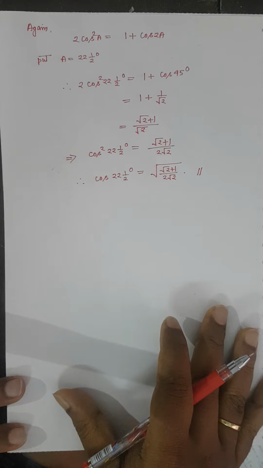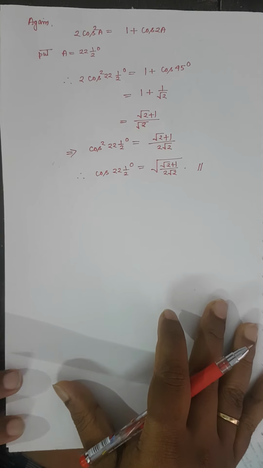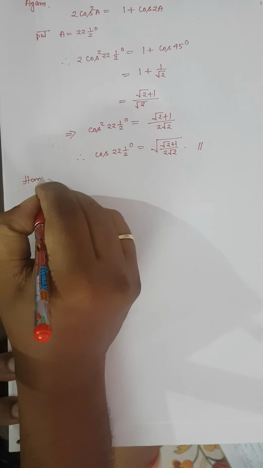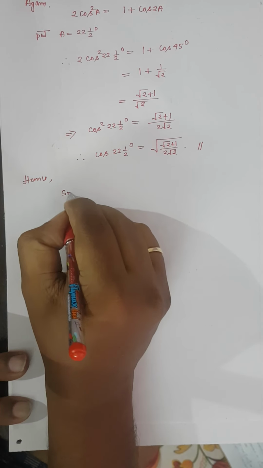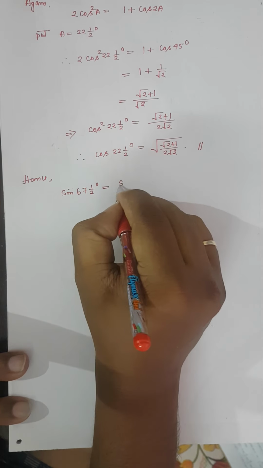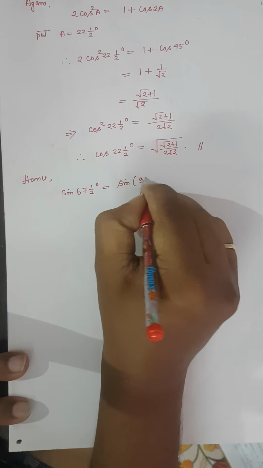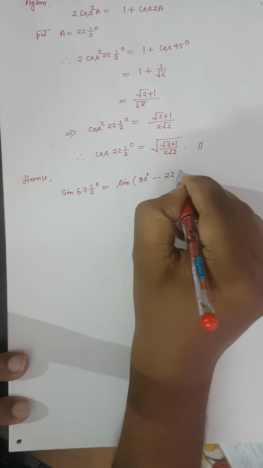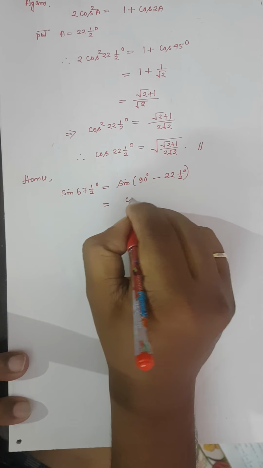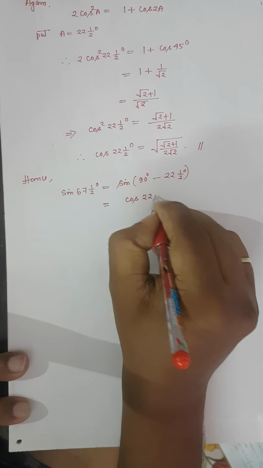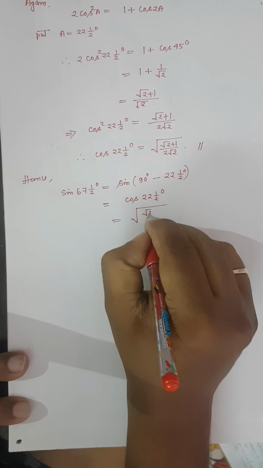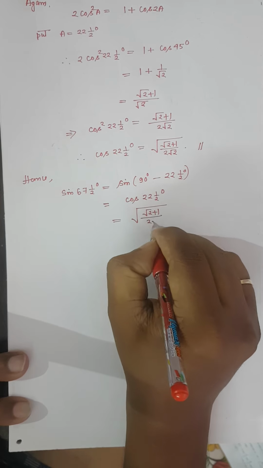Now you need to find out, hence find the value of sin 67 and half degree. Hence sine 67 and half degree is nothing but sine of 90 degree minus 22 and half degree. So what is sin 90 minus theta? It is cos theta. So the value of this is equal to square root of root 2 plus 1 by 2 root 2.